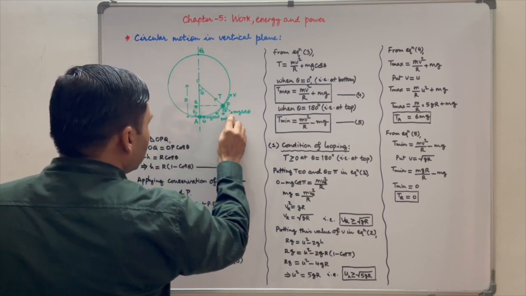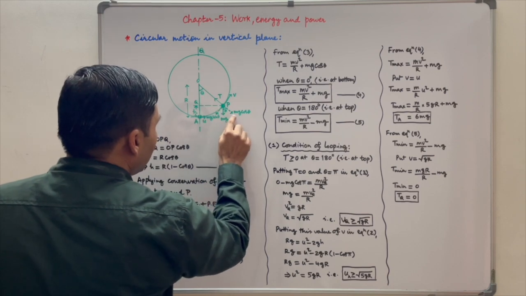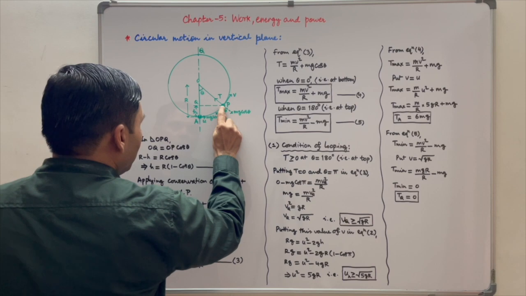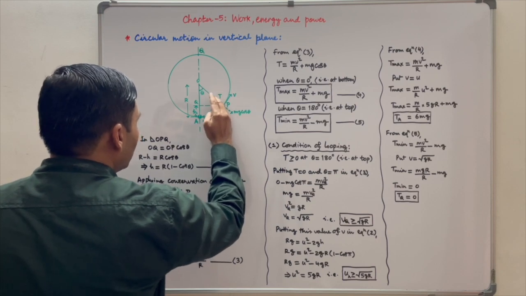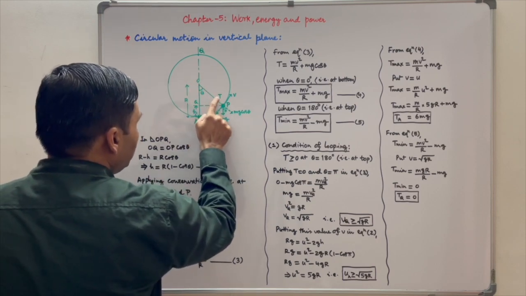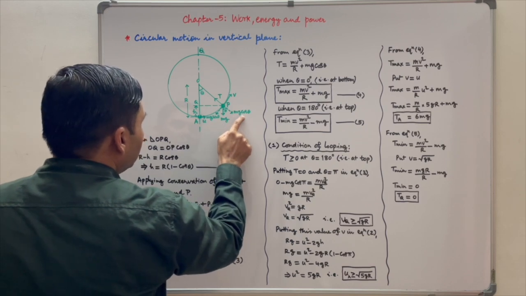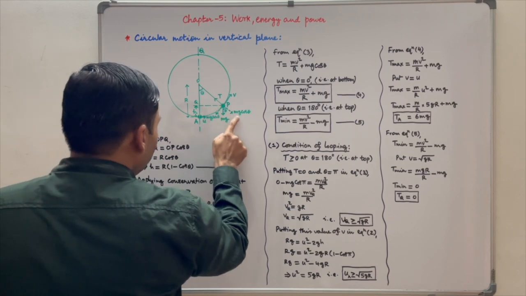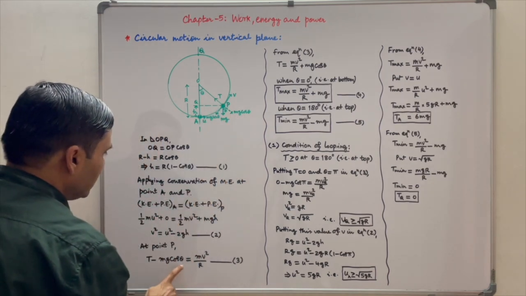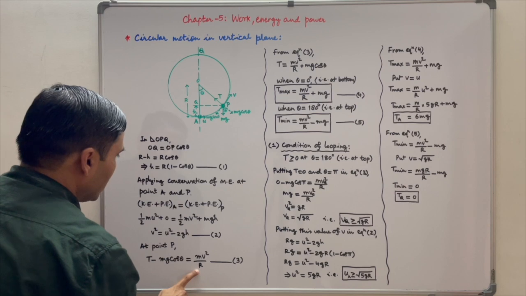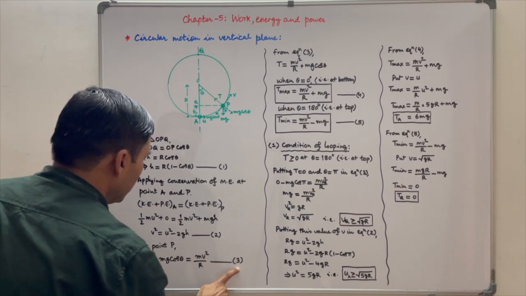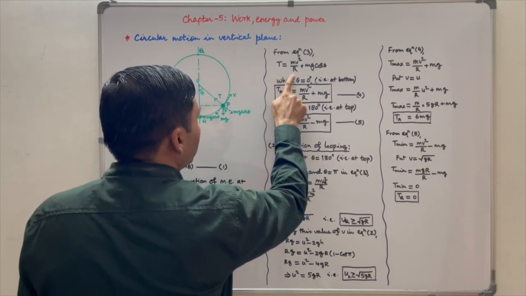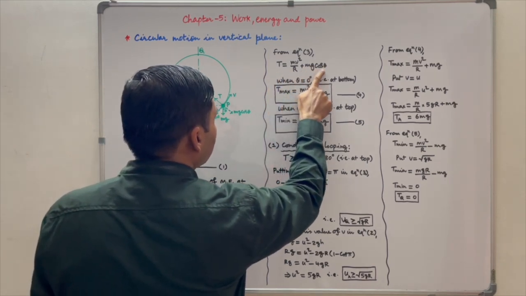Component of weight that is along the line OP is mg cos theta. Since the particle is moving on a circular path, the net force should work towards the center, and that is T minus mg cos theta. That will provide the necessary centripetal force. So T minus mg cos theta is equal to mv square by r. Suppose this is equation number 3. From this equation, T is equal to mv square by r plus mg cos theta.